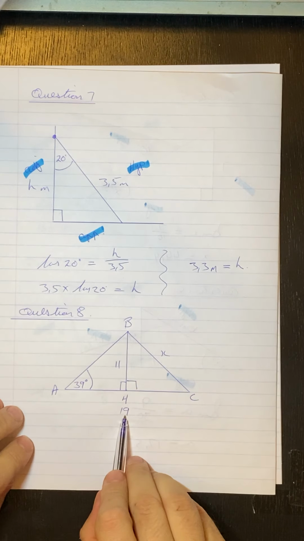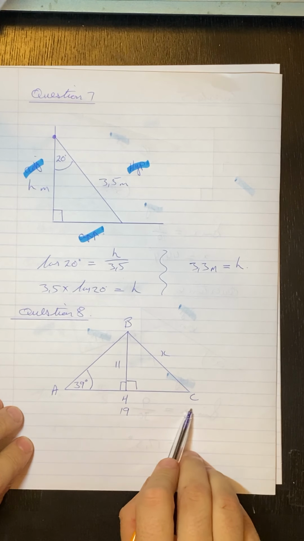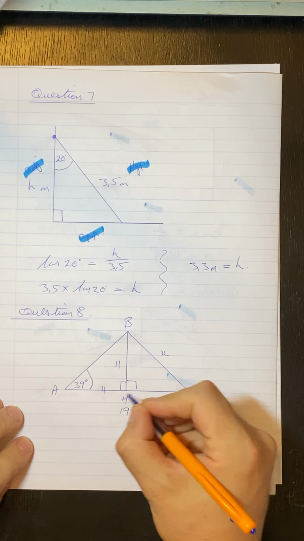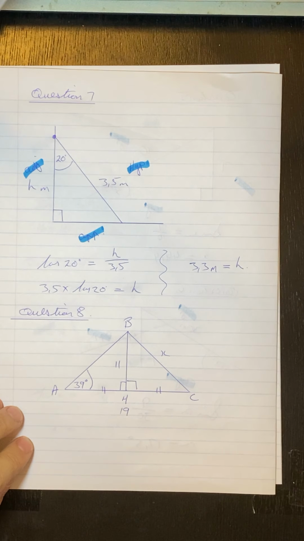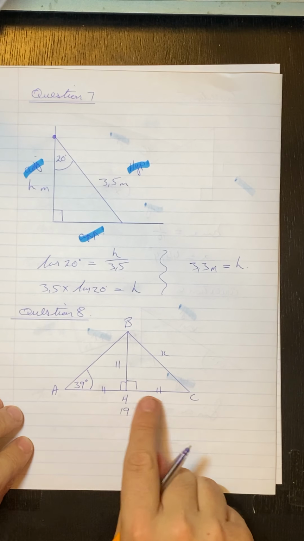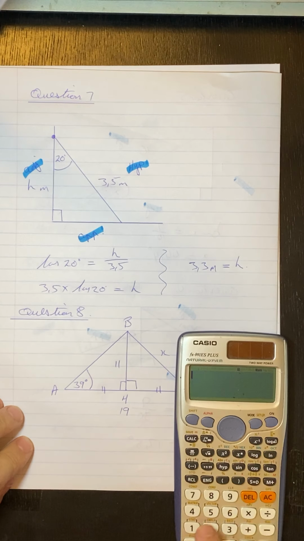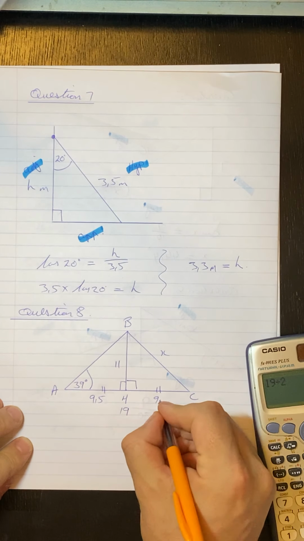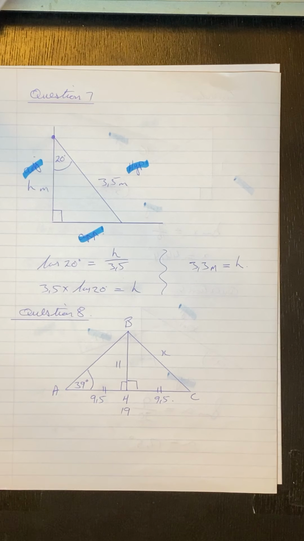And so if this is 19, this AC side, it's a perpendicular bisector, so that will be equal to that, right? So what I'm going to do is divide that by 2 because those sides are equal. So if we take 19 divided by 2, we get 9.5. So this side is 9.5, and this side is 9.5. Okay.